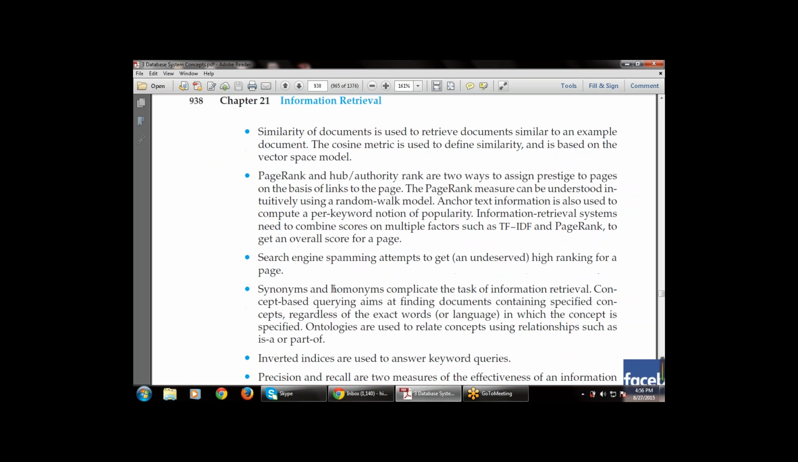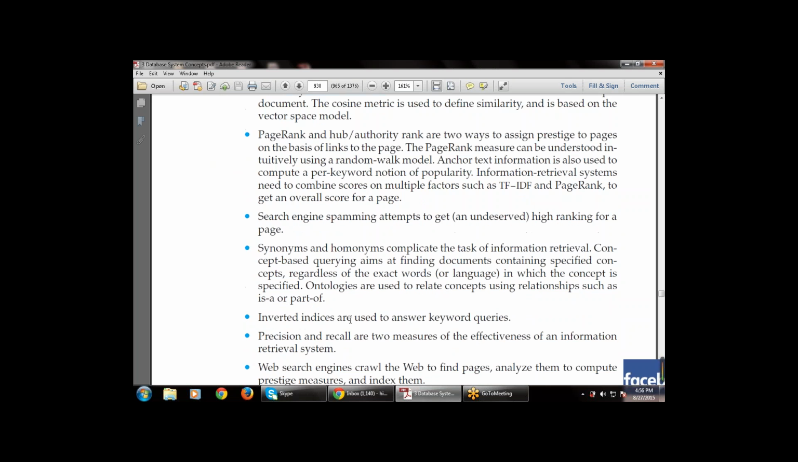Then synonyms and homonyms complicate the task of information retrieval. We also studied in this chapter what synonyms and homonyms are, and how they complicate the task of information retrieval.